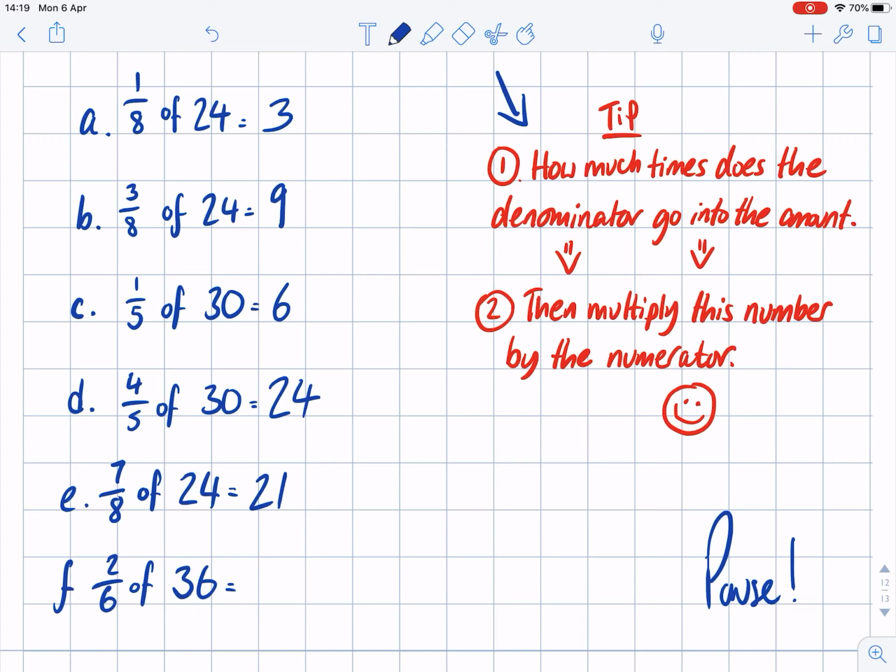And then the last one, I'm asking myself, how many 6s go into 36? So it's 6. And then I multiply that 6 by 2, and I get 12. There are the 6 answers. Hopefully you got a fair few of those right. Well done for using the method. It is a little bit tricky, and if you haven't done it for a while, it's probably quite challenging. But I look forward to seeing you tomorrow when we'll go through some more.